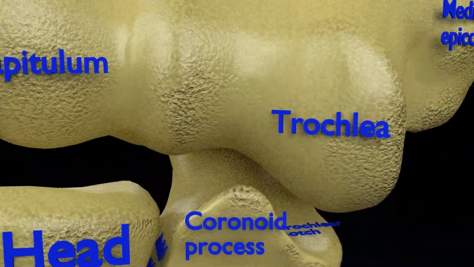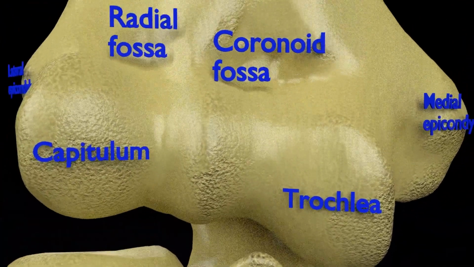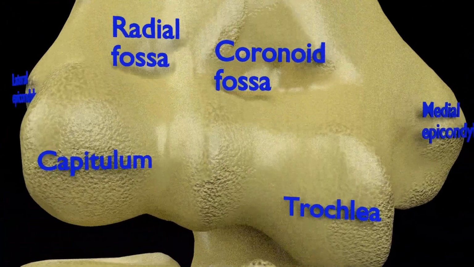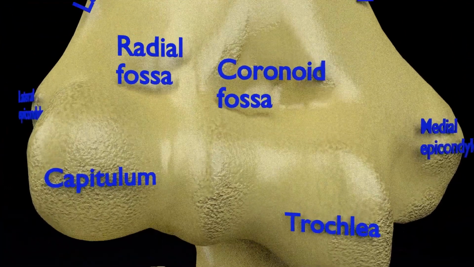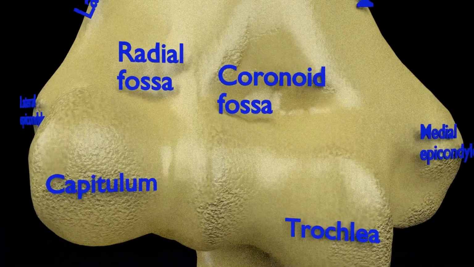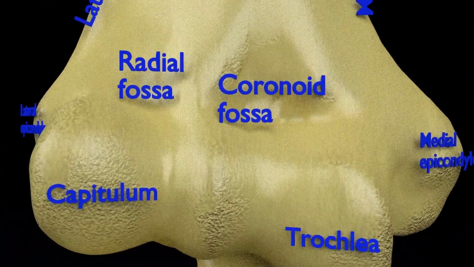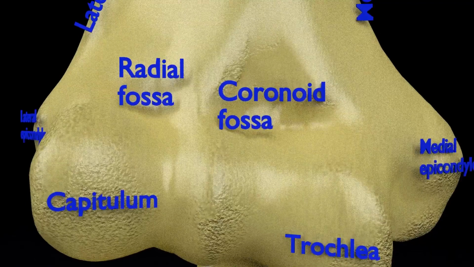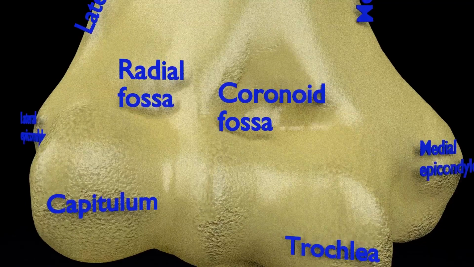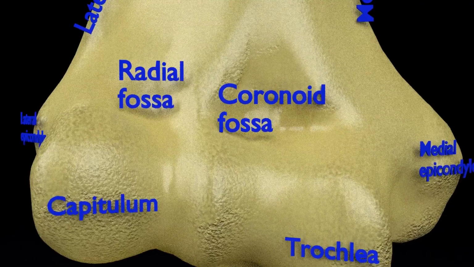In this anterior view of the elbow joint, you can appreciate the following bones and their respective parts. The humerus along with its medial and lateral epicondyles. Lateral epicondylitis or tennis elbow is a common injury in tennis players due to overuse of the forearm. Medial epicondylitis, also called golfer's elbow, is common among golfers due to overuse of the forearm.